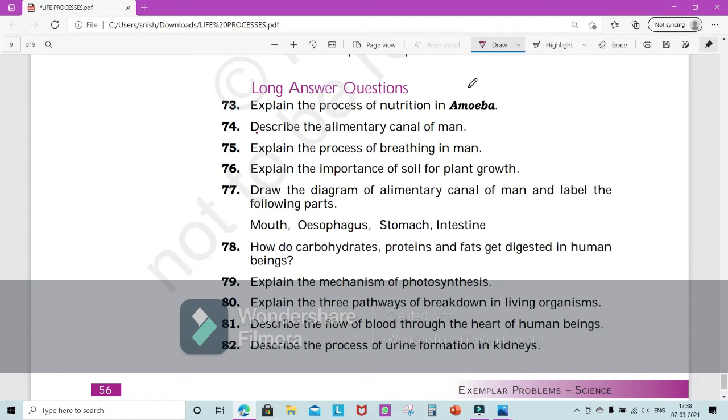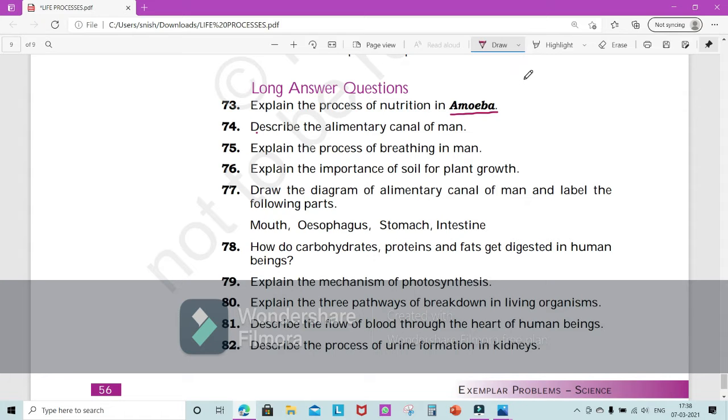I'm Uthara Adithi and today we'll be completing the life processes chapter with the long question and answers, which is the only part left. So let's start without any further ado. First question, explain the process of nutrition in amoeba. The process of nutrition in amoeba is heterotrophic. It follows the heterotrophic mode of nutrition.